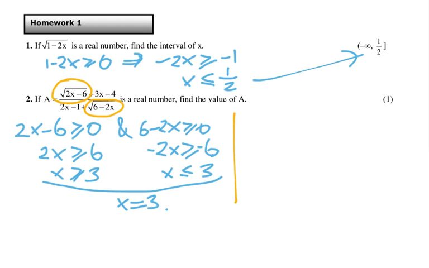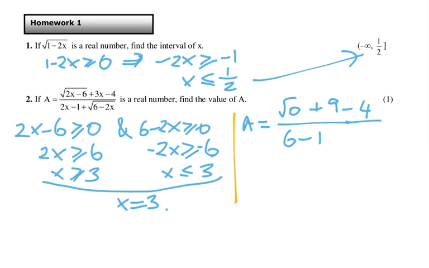Alright, so we can now substitute this into the original question. I'm just going to erase these circled parts so that we can see this a little bit better, so we can substitute easier. So we can say now a will be equal to the square root of 2 times 3, which is 6, so the square root of 0, plus 3 times x, so 3 times 3 is 9, minus 4. In the denominator we have 2 times 3, which is 6, minus 1, and we have 6 minus 2 times 3, 6 minus 6, that's the square root of 0. Now that's just 0, we don't need to worry about that. I didn't even really have to write those.